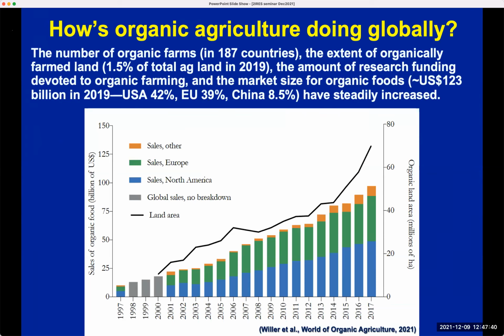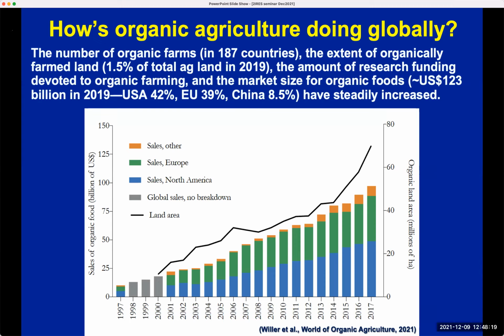The land in organic farming has been growing significantly globally, as has the amount of research money and the number of farmers. We have pretty good data since 1997. If you go back to 2006 up to 2015, probably 46% of organic foods were US and Canada, and then another 46% Europe, and then the rest of the world.